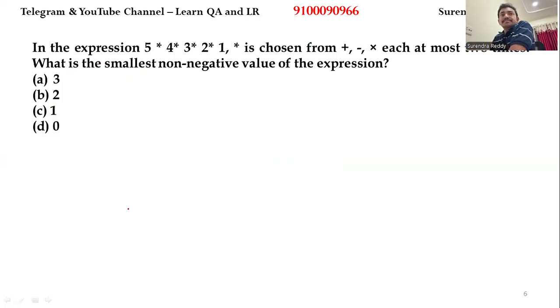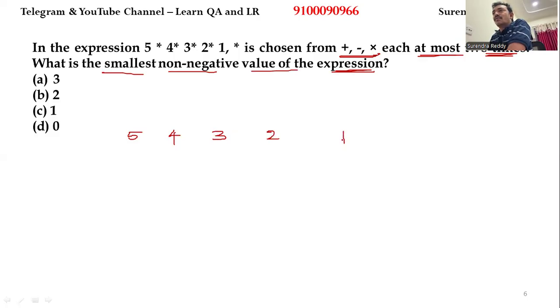In the expression 5 star 4 star 3 star 2 star 1, here the star is a symbol, not multiplication. Each star is chosen from one of the 3 operations plus, minus, into, at most 2 times each, which means each of the symbols plus, minus or into can be used a maximum of 2 times. What is the smallest non-negative value of the expression? So let me write down this expression, guys: 5, 4, 3, 2, 1.